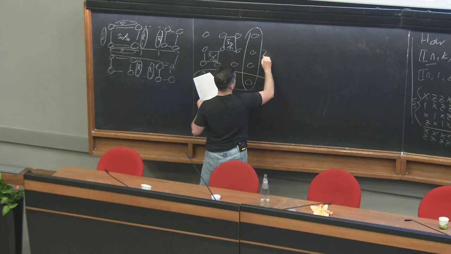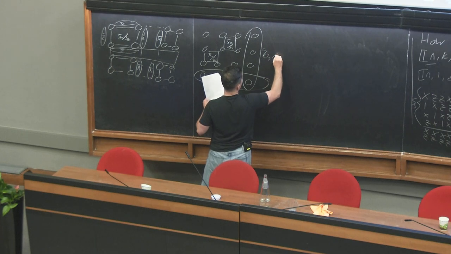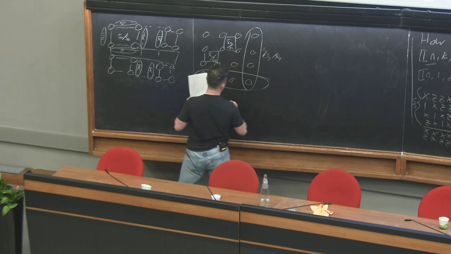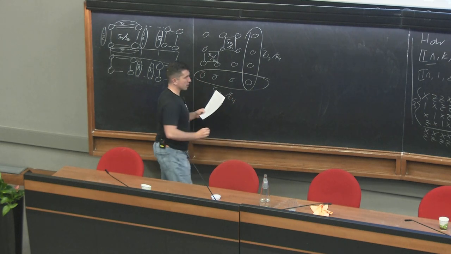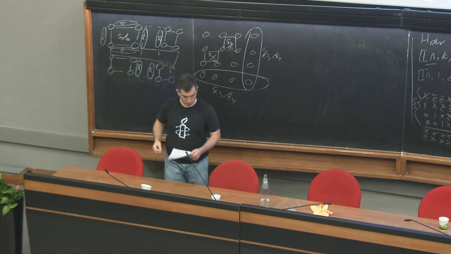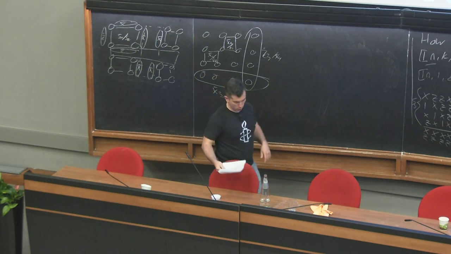Right? Z bar 3 and X bar 4. And X bar 3, Z bar 4, right? Much more succinct, much more compact notation. You can see everything as length 4.